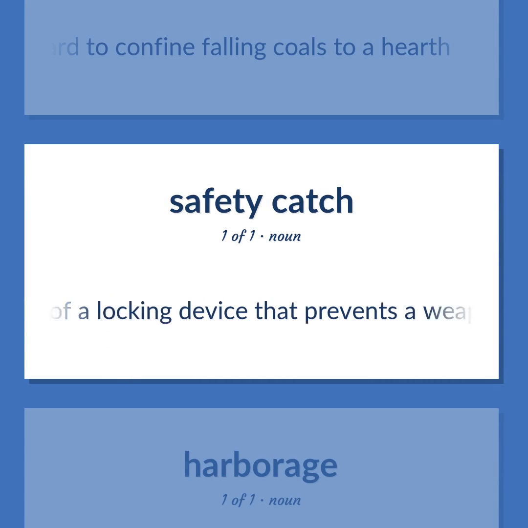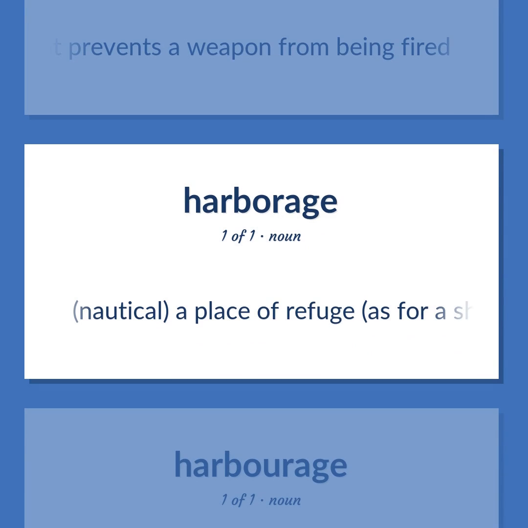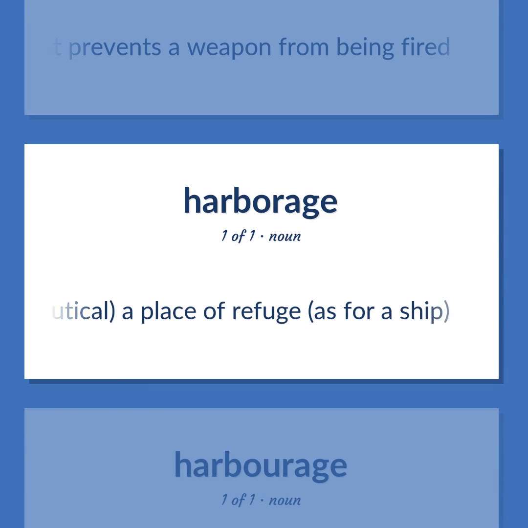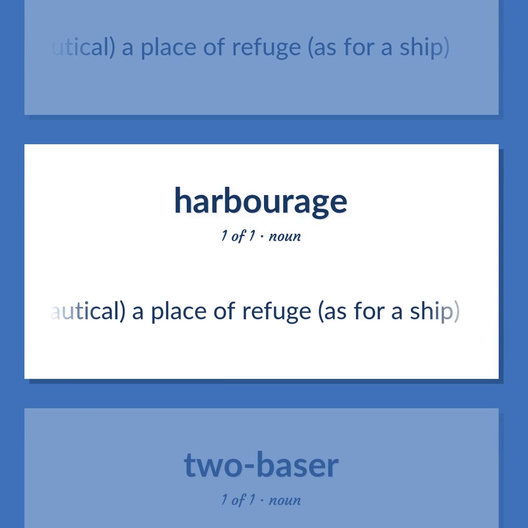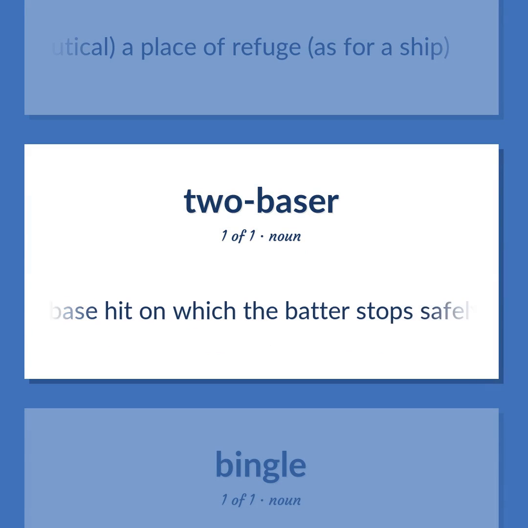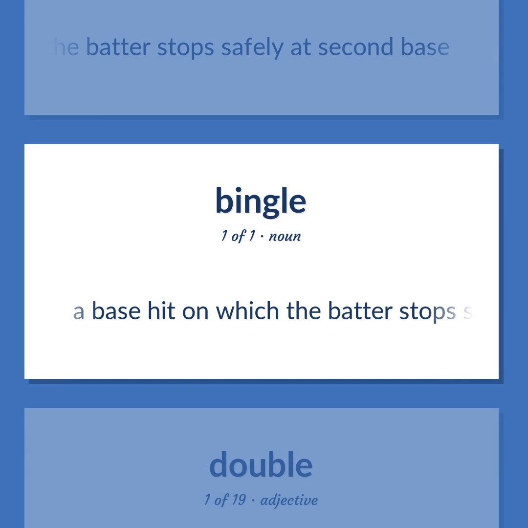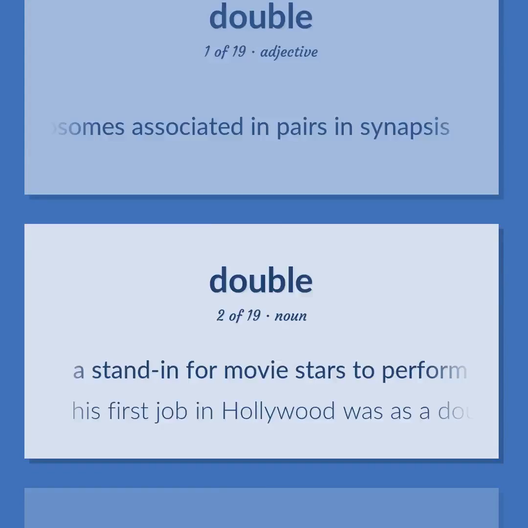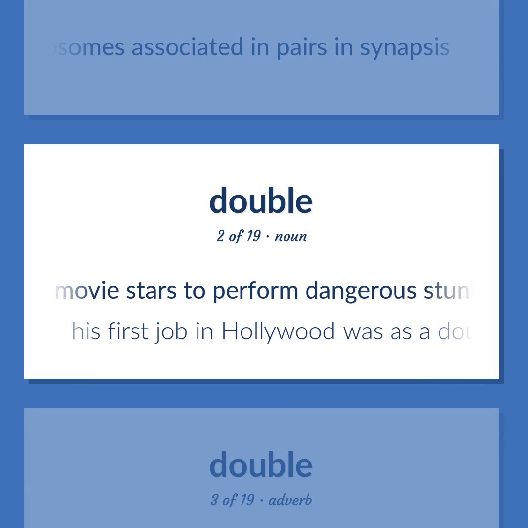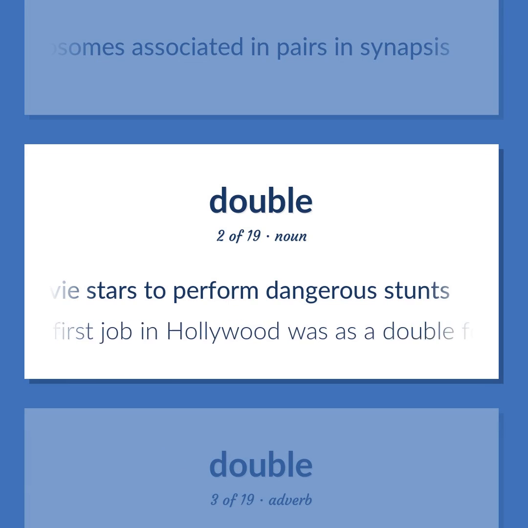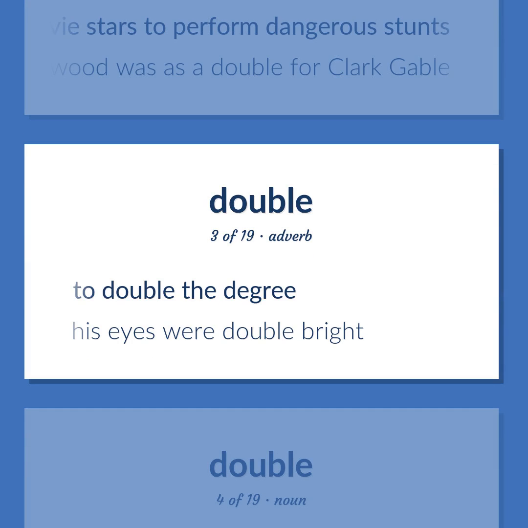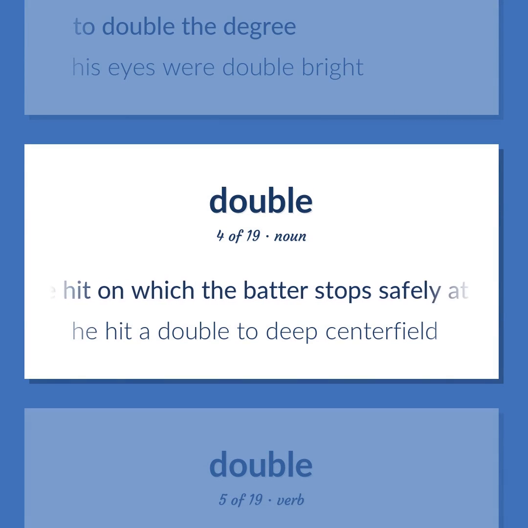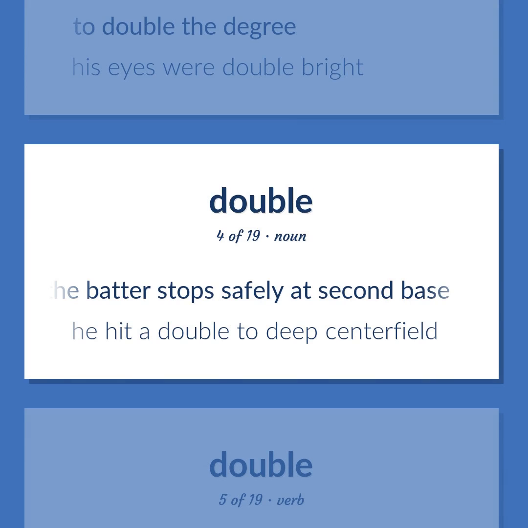Guard consisting of a locking device that prevents a weapon from being fired. Nautical. A place of refuge, as for a ship. A base hit on which the batter stops safely at second base. A base hit on which the batter stops safely at first base. Used of homologous chromosomes associated in pairs in synapsis. A stand-in for movie stars to perform dangerous stunts. His first job in Hollywood was as a double for Clark Gable. To double the degree. His eyes were double bright. A base hit on which the batter stops safely at second base. He hit a double to deep center field.